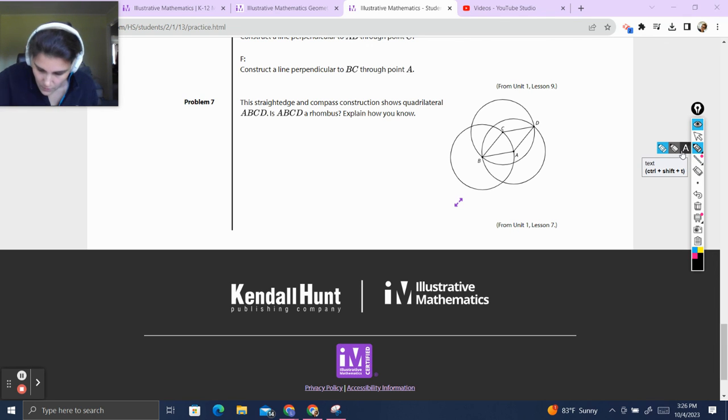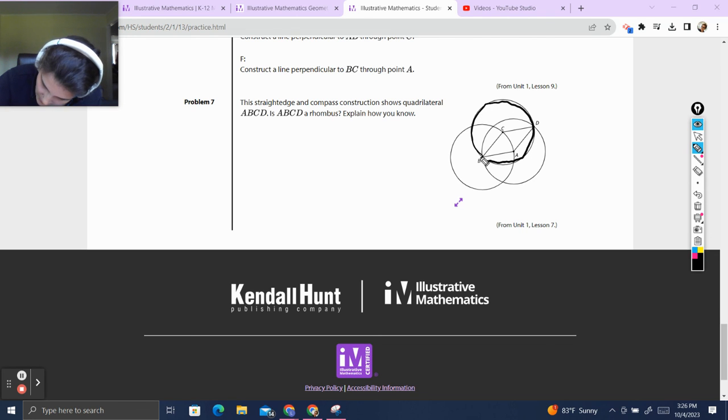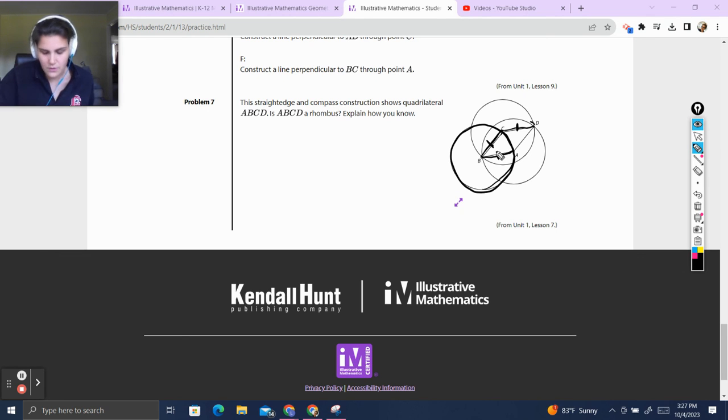Now, we know that we have this circle right here. We'll call it circle C because C is the center. And this is a radius of circle C, and this is also a radius of circle C. So those 2 are congruent. Now we're going to stop looking at circle C, and we're going to look at circle B, which is right here. And we know this is a radius of circle B, and this is a radius of circle B. So those are also congruent.